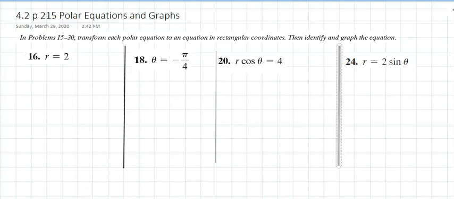Section 4.2 is on page 215. It talks about polar equations and graphs. This is a very important section, one of my favorites, but it has a lot of information and you really want to spend your time on this.